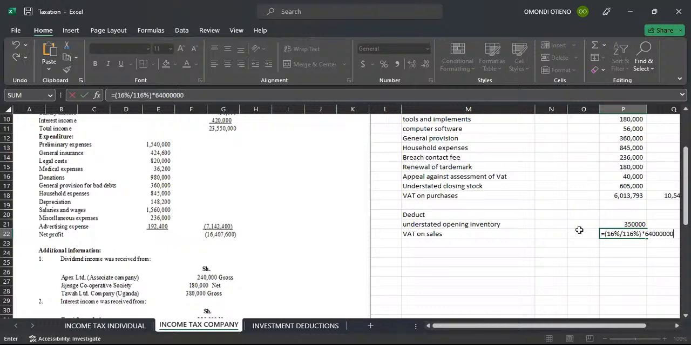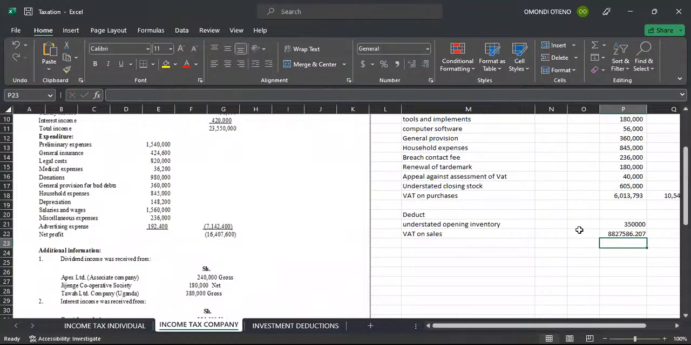When we do that, how much do we get? We get 8,827,586. So that is the VAT. That is the VAT which was exaggerated on sales, which should not be recognized as revenue. So that's why we are deducting it there. Another item.